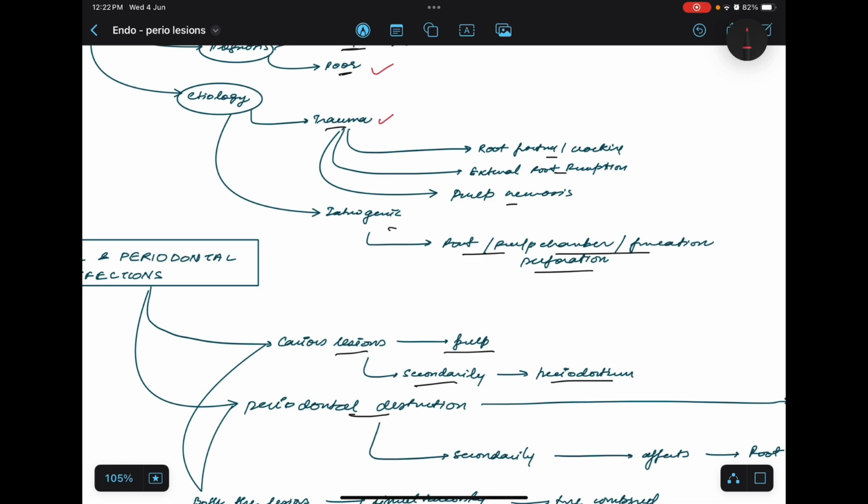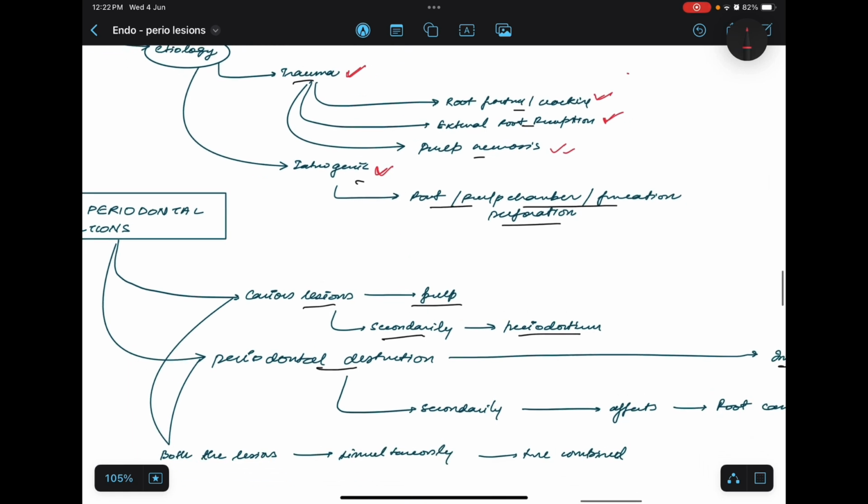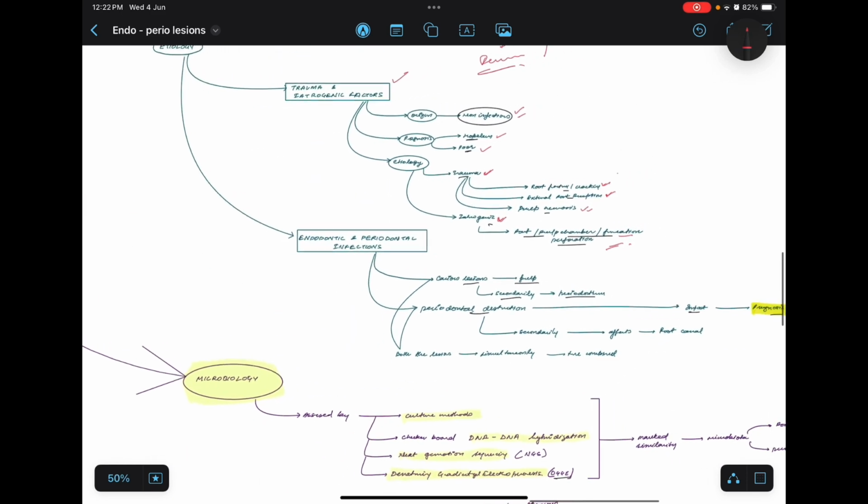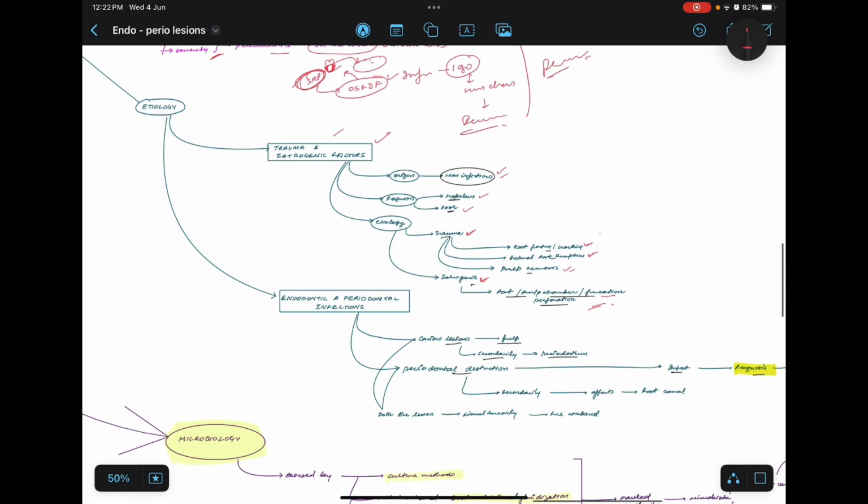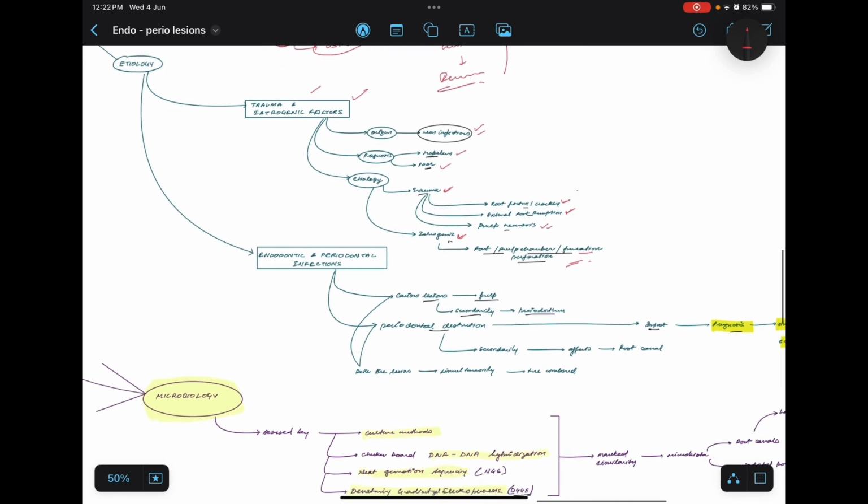Etiology could be because of traumatic reasons or iatrogenic reasons. When we talk about traumatic reasons, it could be root cracking, root resorption, or pulp necrosis. Whenever there is trauma to a particular tooth, either it goes for fracture, or many times we see external root resorption, or because of trauma the pulp undergoes necrosis. Then iatrogenic is root chamber or furcation perforation, mostly caused due to RCT treatment. So this is one type of etiology, trauma and iatrogenic factors.